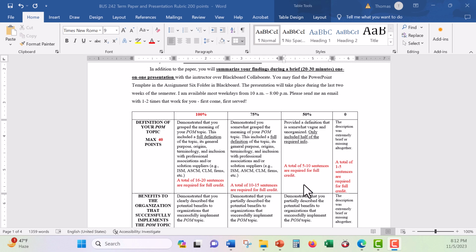So the definition of your POM, Production Operations Management topic: demonstrate that you grasp the meaning of your POM topic. This includes a full definition of the topic, its general purpose, origins, terminology, inclusion with professional associations and or solution suppliers. For example, ISM, which stands for Institute of Supply Chain Management, ASCM, American Supply Chain Management, CLM, Council of Logistics Management, and so on.